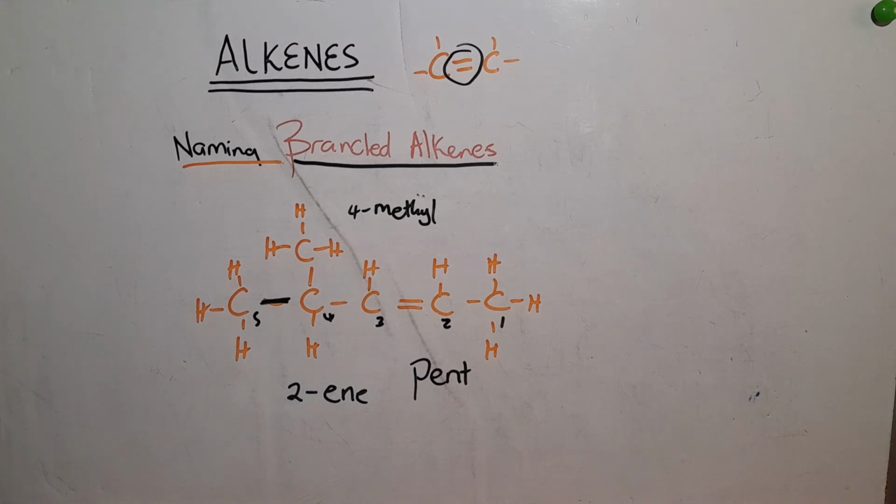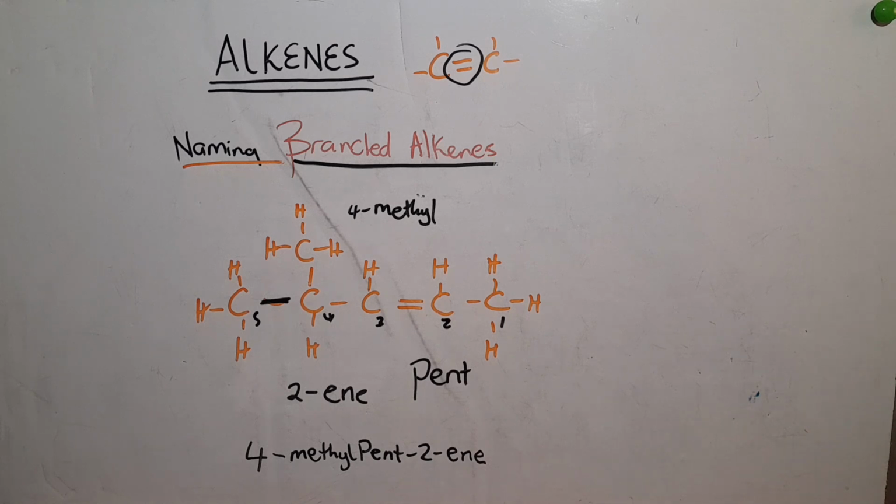I said we start naming the branch. So this is 4 methyl, right? And then after this it means that we are coming with the parent name, there's no other branch, so pent, and then 2 E-N-E. So that's the whole name like that. Can you see that? Very easy, right? Yes. So this is how we name the alkenes and branched alkenes.